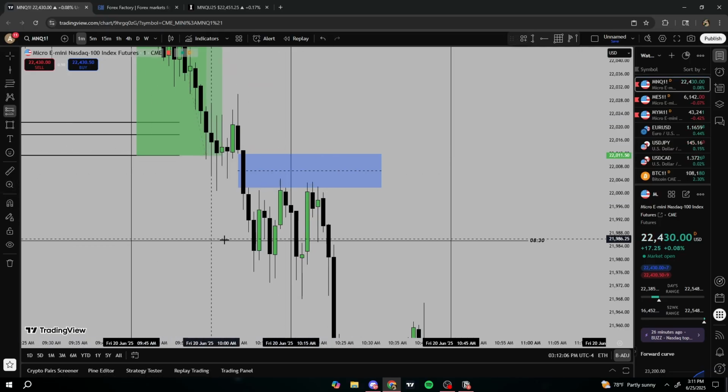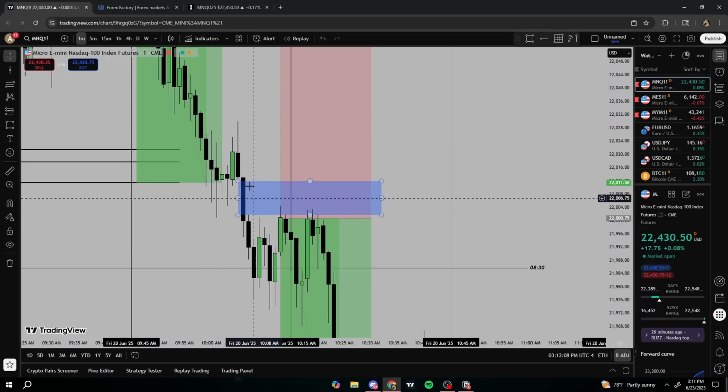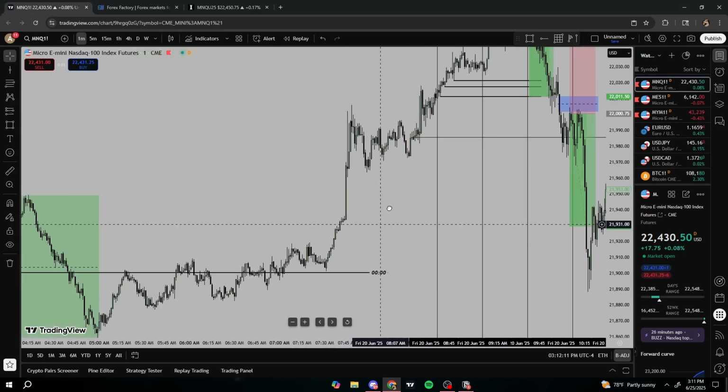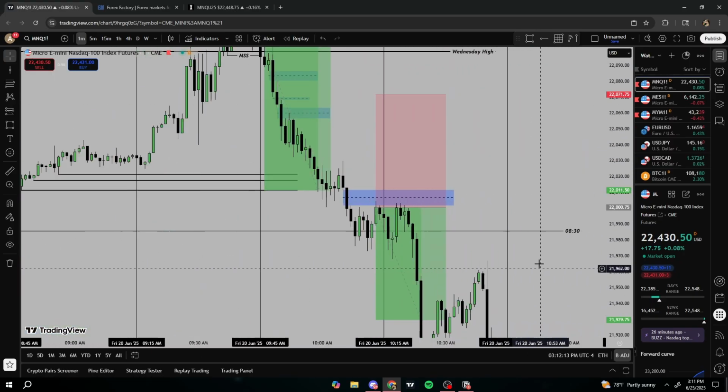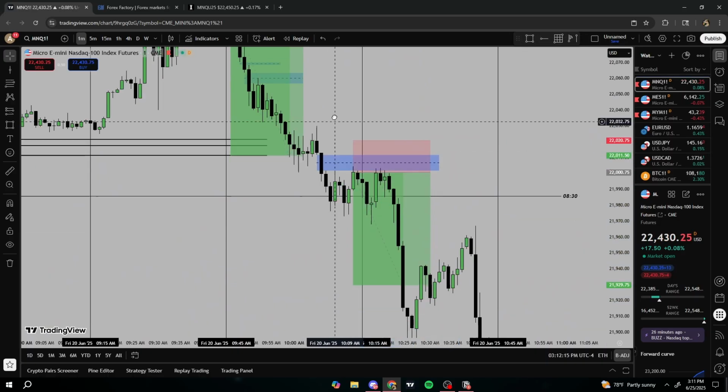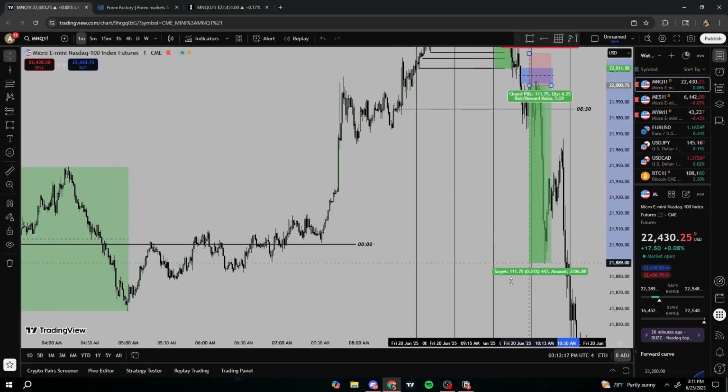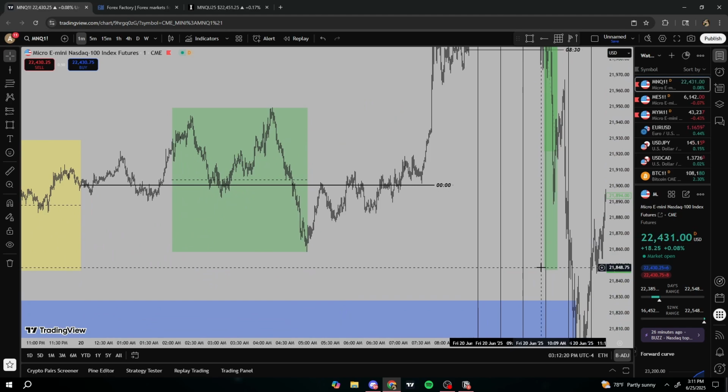still in the macro, still expecting to distribute, expecting these fair value gaps to hold, this internal range liquidity, exiting on the external. All right, remember that. So, entering on internal range liquidity, targeting this low, these Asia lows.